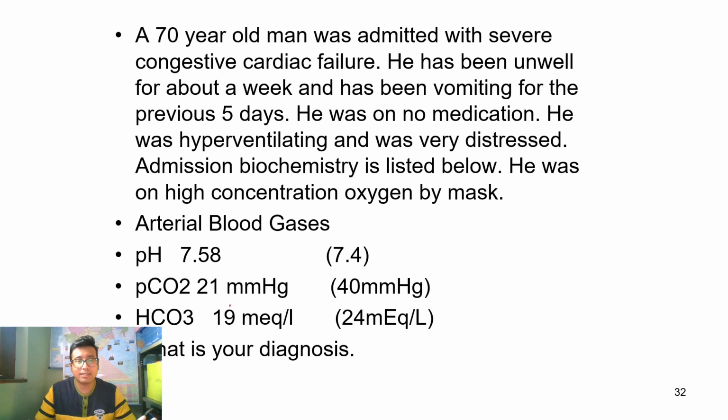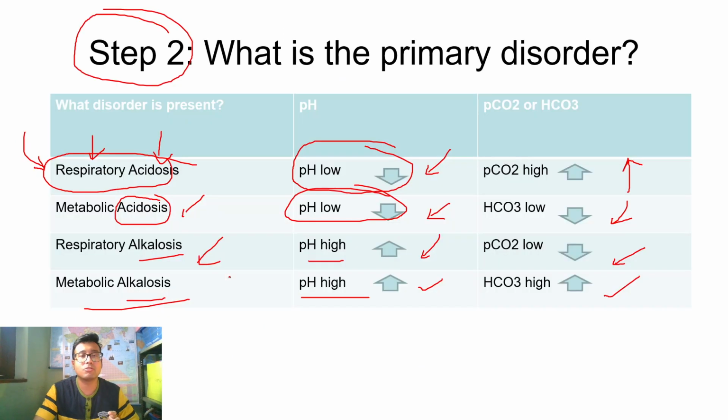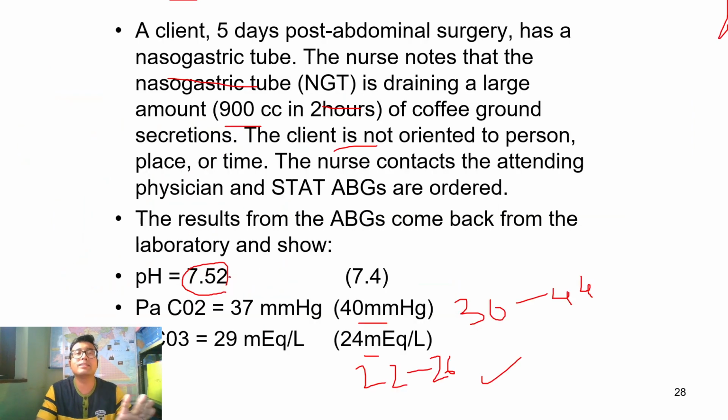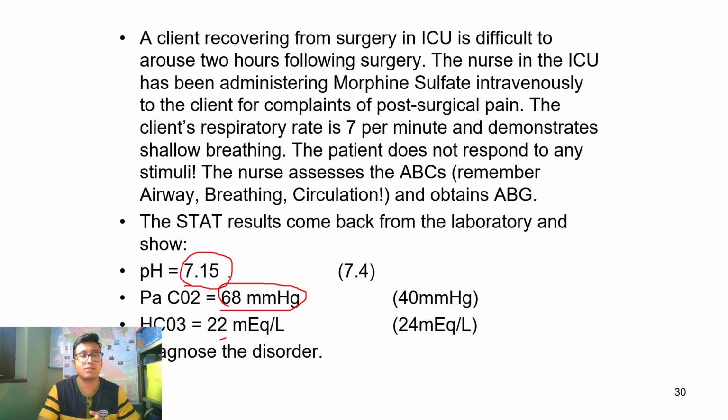Next, forget the history, case history, look at the parameters. pH is high, so alkalosis. Fine. PCO2, 21, low. Bicarbonate, 19, low. So if you can think logically, the answer is there. If you are forgetting everything, you can go back to this chart. Okay, but I will suggest you not to go by this up down method, but just think on your own.